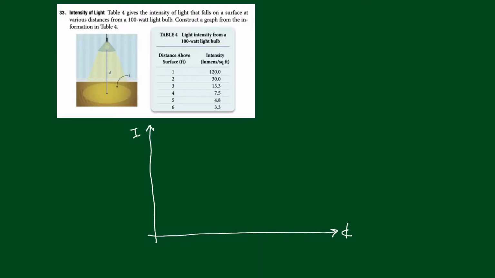Now, let's start to fill in some values here. We'll just do the best we can. So what do you know at 1? At 1, we're at 120. Now, look at these numbers here. What do we have? 1, 2, 3, 4, 5, 6. So if I just went 1, 2, 3, 4, 5, 6, maybe I could do this. 1, 2, 3, 4, 5, 6.